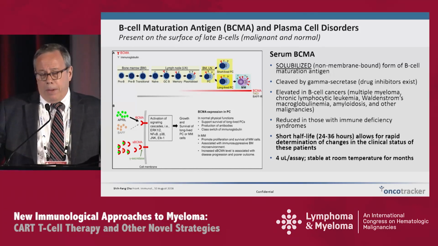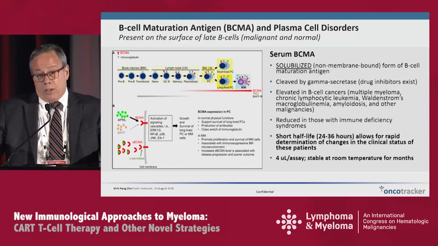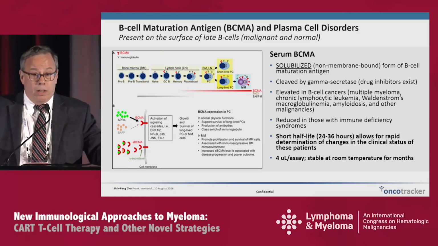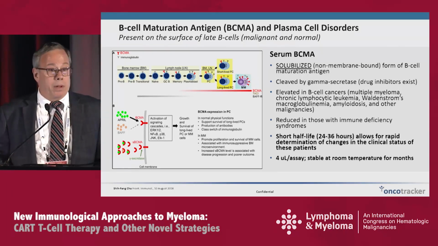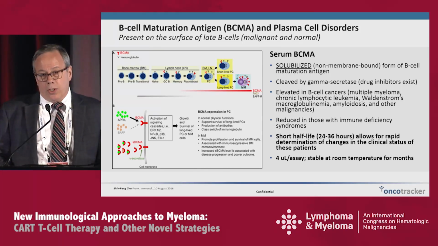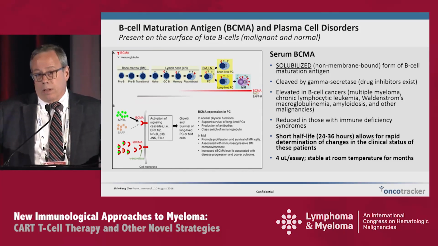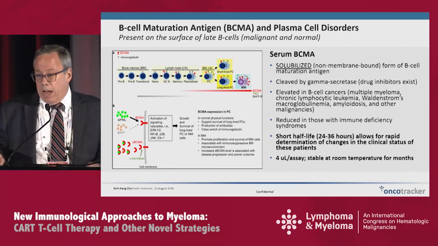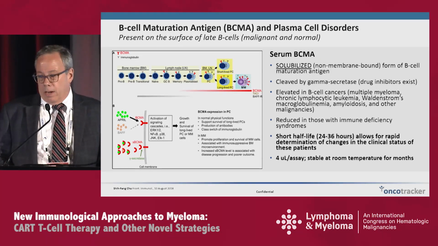Normally it's present because we all have plasma cells. It's a late B-cell marker. It's cleaved by gamma secretase, and indeed there are a number of inhibitors that are now being tried in the clinic to keep the BCMA on the tumor cell, making it a better target for BCMA-directed therapy. We've shown over the last few years that in late B-cell disorders and malignancies, the level is elevated, including myeloma, CLL, Waldenstrom's, amyloid, and other diseases as well.